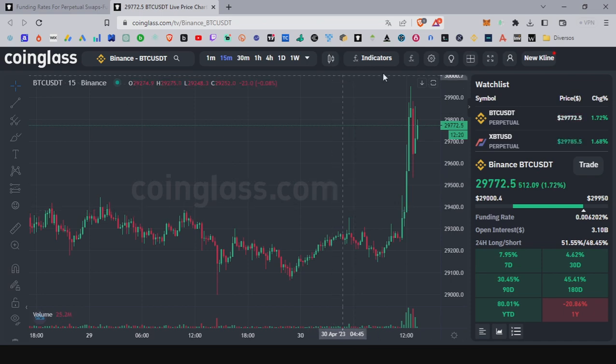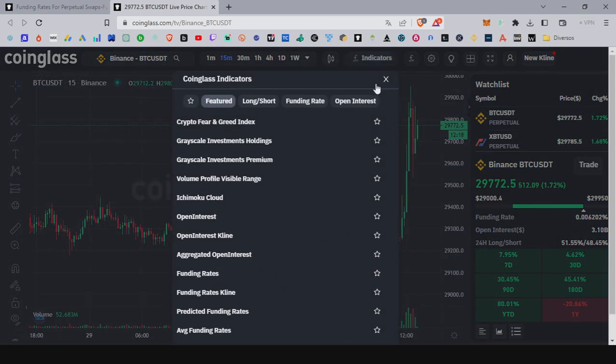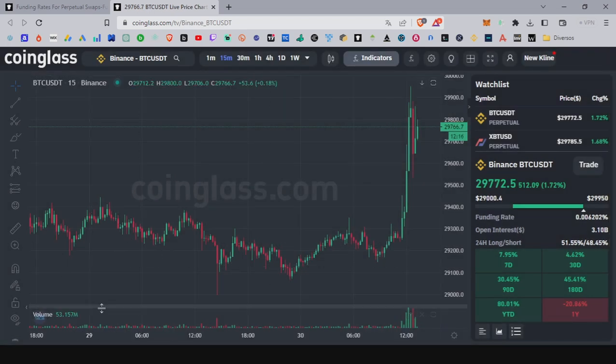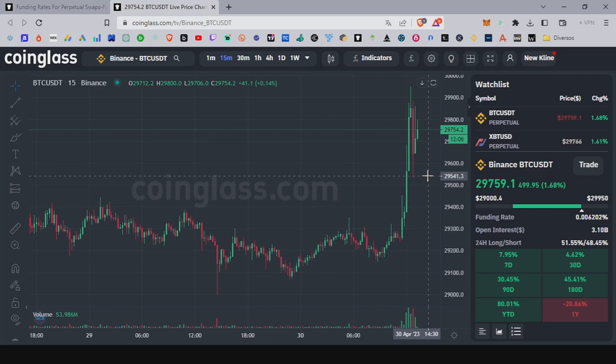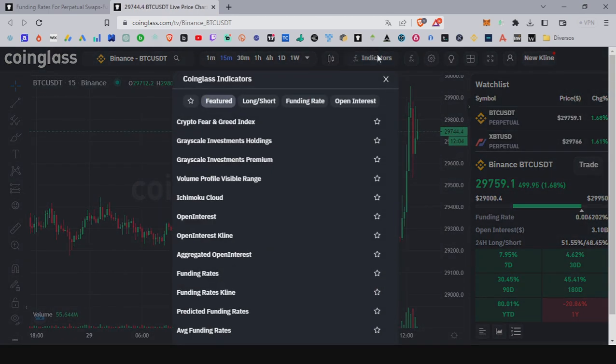Okay, first, you come here on indicators. Okay, there's no magic here, right? We have the time frames here, 1 minute, 50 minutes, or whatever. You have all of the options. You have the candles here. We have the indicators. So there's nothing really new. I come to indicators and I get featured here.